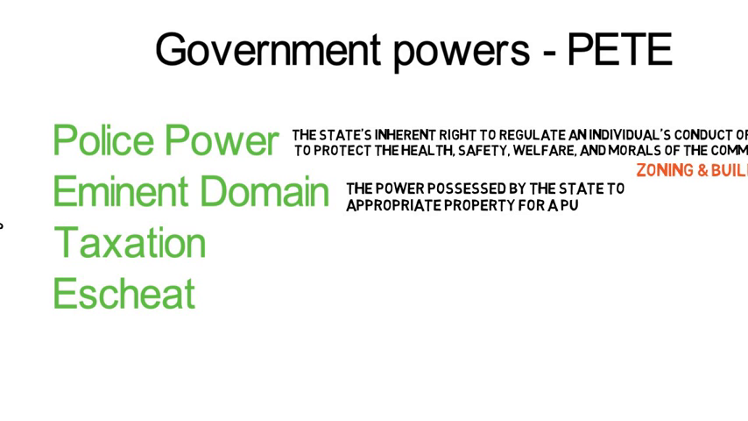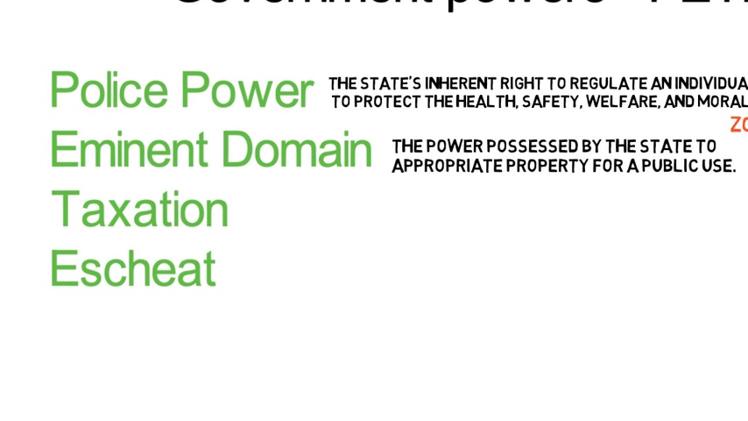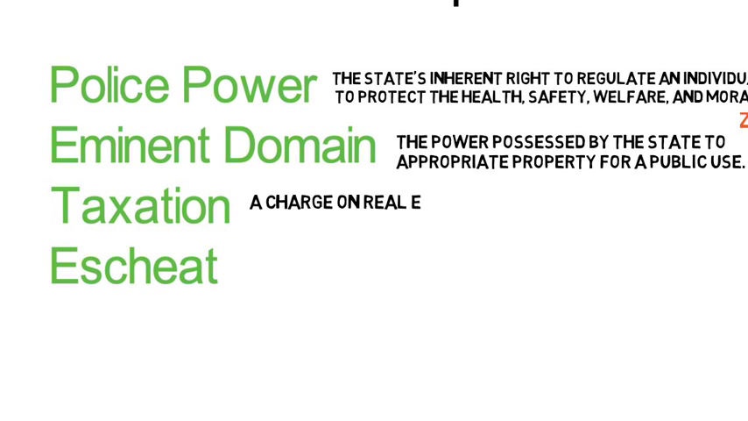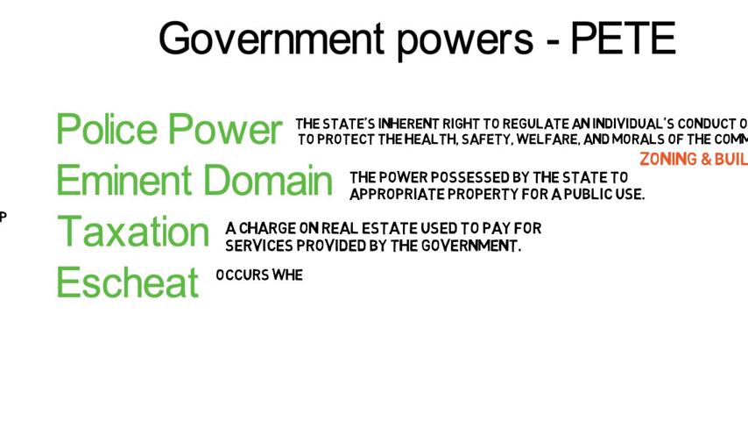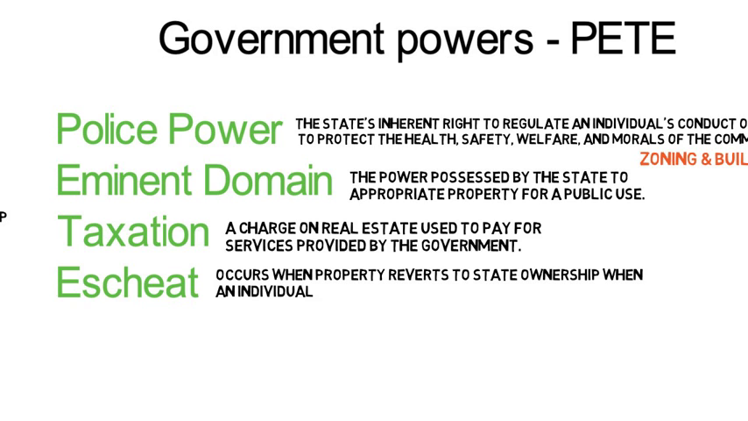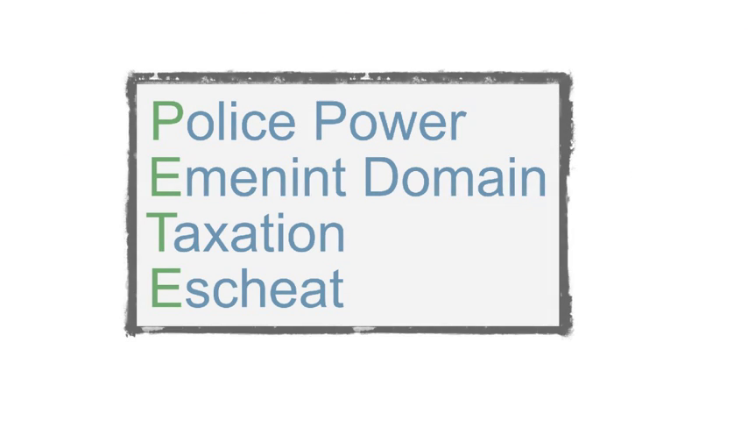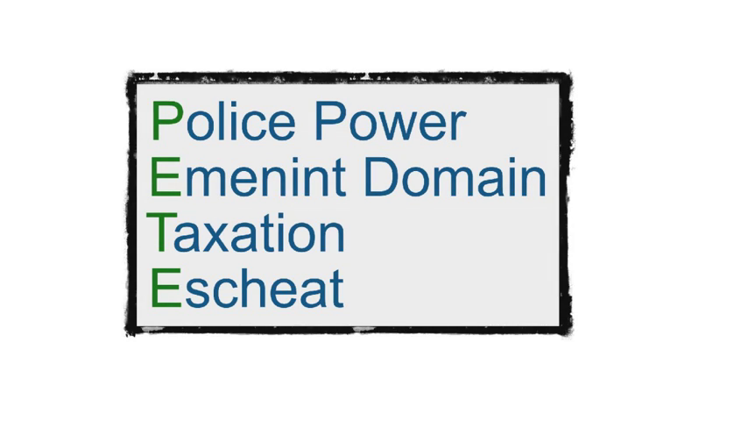The owner of any appropriated land is entitled to reasonable compensation, usually defined as fair market value of the property. Taxation is a charge on real estate used to pay for services provided by the government. Escheat occurs when property reverts to state ownership when an individual dies without a will and without heirs. For the government powers, remember the acronym PETE: police power, eminent domain, taxation, escheat.